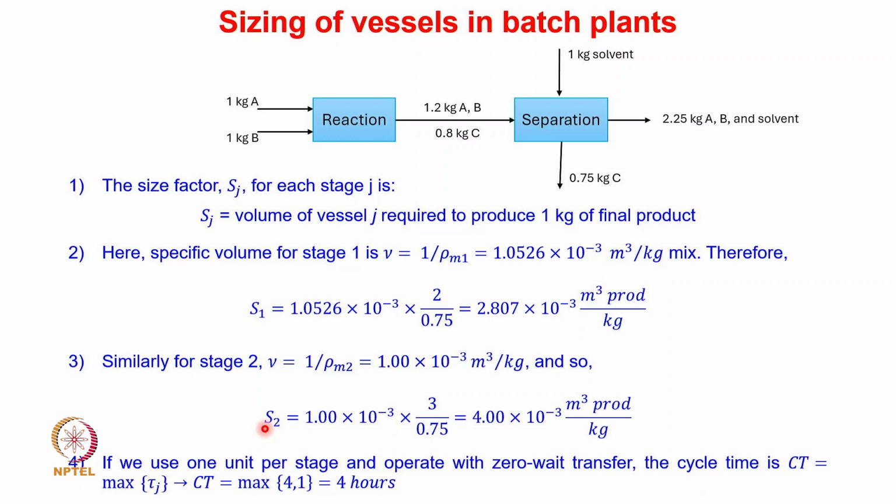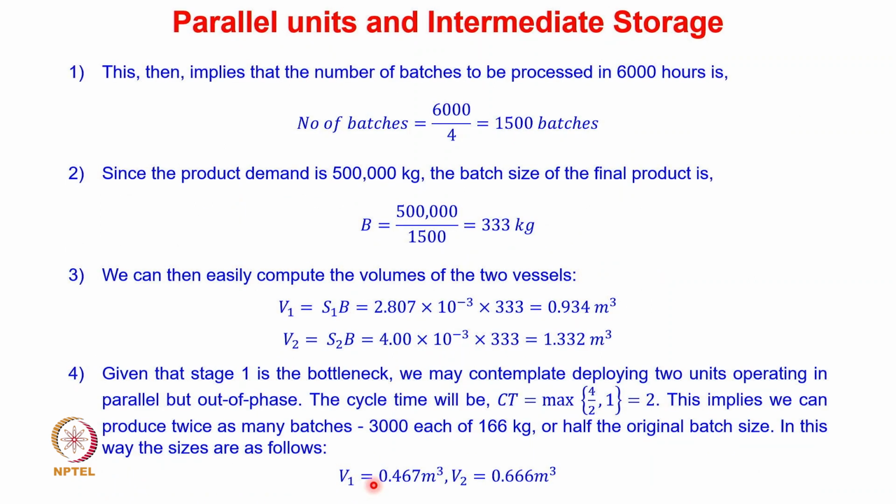Based on S1 and S2 we are going to calculate the sizes. In the problem, if we use 1 unit per stage and operate with zero wait transfer, the cycle time is determined as follows. Let's say the reaction takes place for 4 hours and the separation takes place for 1 hour, so the cycle time will be 4 hours. The maximum of the processing times of the individual units is the cycle time. So the cycle time here comes out to be 4 hours.